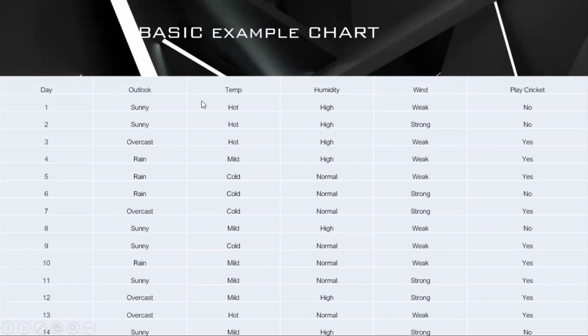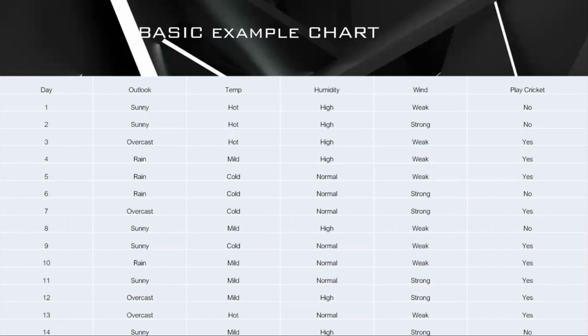In the first scenario, friends, if the outlook is sunny, temperature is hot, humidity is high, and wind is weak, you cannot play cricket. In the second scenario, if the outlook is sunny, temperature is hot, humidity is high and the wind is strong, you cannot play cricket. In the third scenario, day 3, outlook is overcast, temperature is hot, humidity is high, but the wind is weak, you can play cricket. The goal of this chart is to find what moderate temperatures are enough that you can play cricket.